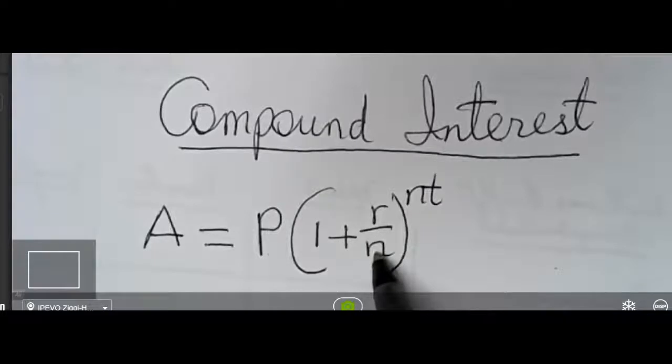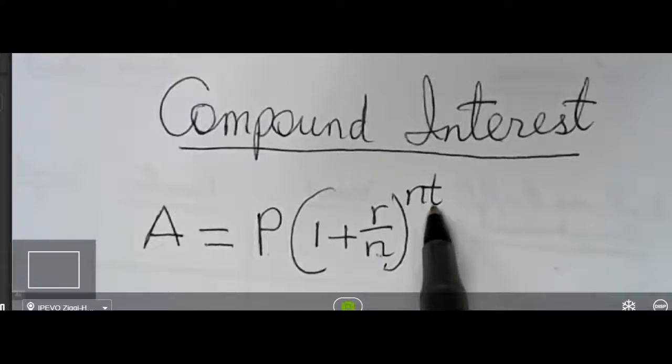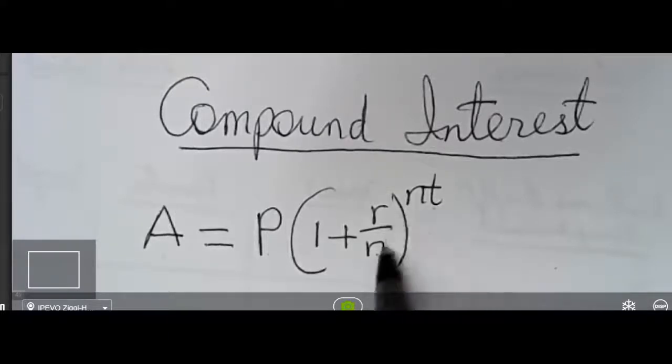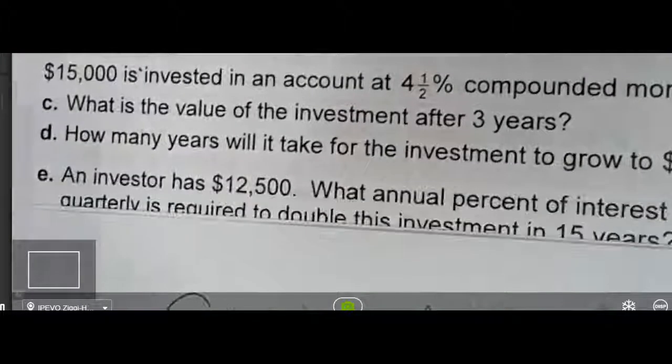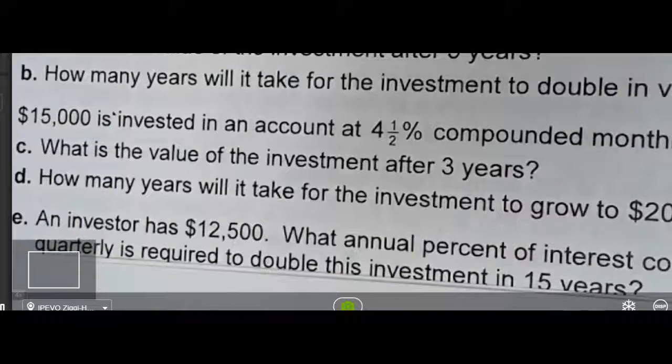So n is how many times this amount is compounded. How many times is it compounded in a year? In 1 year, how many times is it compounded? Then t is the years, as we have it in the other one. So n is one of the things that is different here. So let's interpret it in a problem. Finding our n, sometimes that's what's confusing to people.